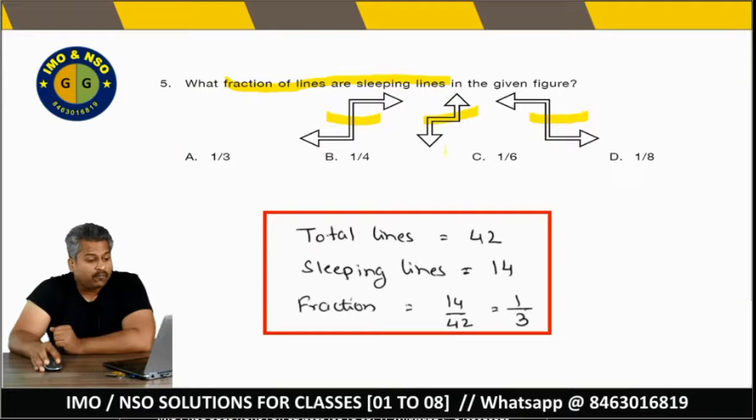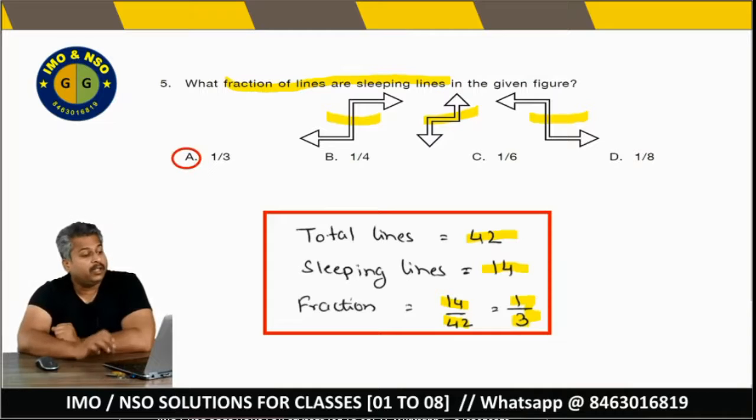And out of these 42, by our interpretation, if we see, the sleeping lines will be 14. You can calculate it by marking on the diagram and these things. So, what will be the fraction of the sleeping line? It will become 14 by 42, which will come out to be 1 by 3. So, it means that our answer is equal to 1 by 3, that is option number A.